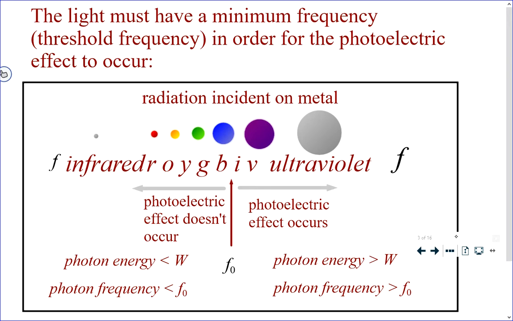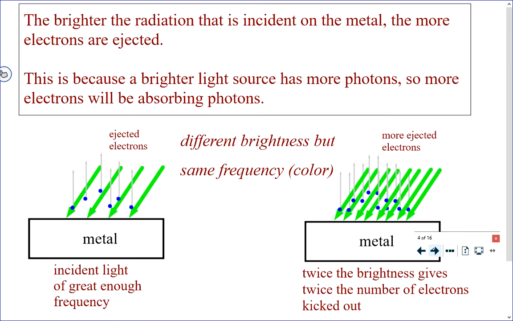A couple of other things that we looked at. If you increase the brightness of the radiation that's hitting the metal, then you get more electrons. And the reason for this is because a brighter light source has more photons. So when I compare the two diagrams here, we're using the same color or frequency of light, but I have twice as much light striking the metal on the right. And that would mean the light is twice as bright on the right as it is on the left. Since twice as bright means twice as many photons, and since each photon is absorbed by one electron, you're going to get twice as many electrons ejected.